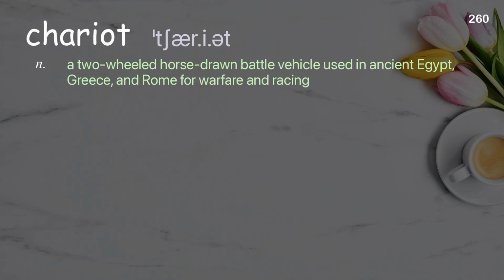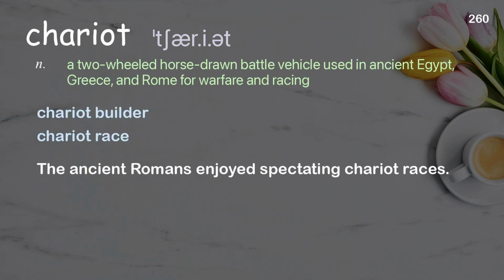Chariot. A two-wheeled horse-drawn battle vehicle used in ancient Egypt, Greece, and Rome for warfare and racing. Examples: chariot builder, chariot race. The ancient Romans enjoyed spectating chariot races.